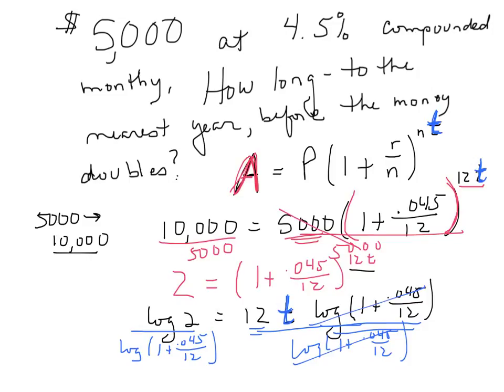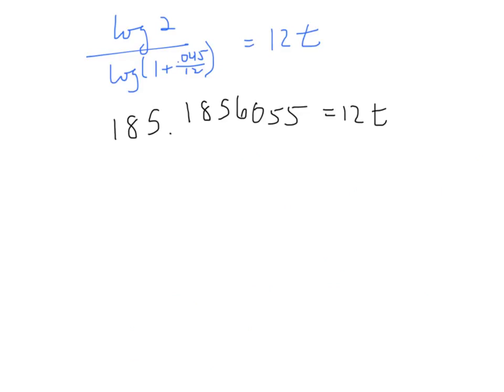And then I'm going to use my calculator for this piece. And again, punch it in the way you see it, but don't forget your parentheses here. So I'm going to go to the next page. You'll see your answer. So I just transferred that to a new stage. When you take the log of 2, and divide it by the log of 1 plus the 0.045 divided by 12, you get 185.1856055. That's what the calculator says.